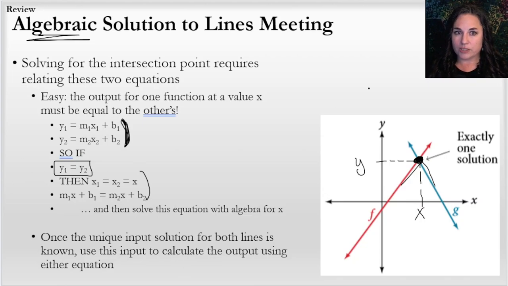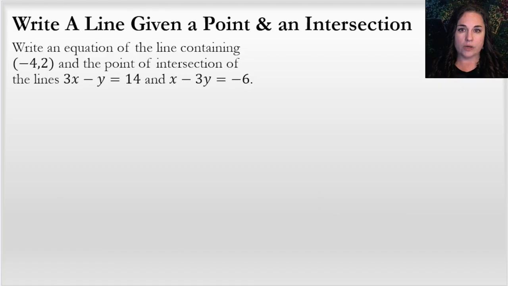What I do want to emphasize is that you can always look at a graph. If you're not sure about your algebra, if your algebra is not working out to a correct solution, you can look at a graph. What I'm going to do for us right now is two things. Write an equation of the line containing negative 4, 2, and the point of intersection of these two lines. Okay, so there's two things going on. We have to create a line from 2 points, which we know how to do. We've known how to do that since we took algebra. But we need to find an intersection of these lines.